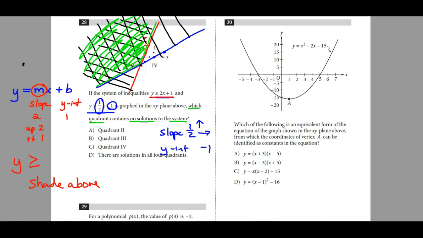So the only quadrant that doesn't have any green in the region, right there, quadrant 1 has some green, a bunch of quadrant 2 has green, some of quadrant 3 has the green, but right here, quadrant 4 did not have any green in there. So quadrant 4 would be the answer to this one. There are no solutions to that system.